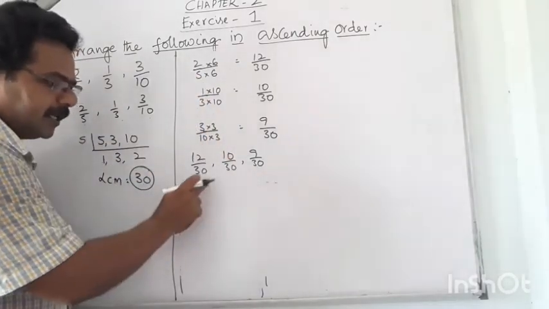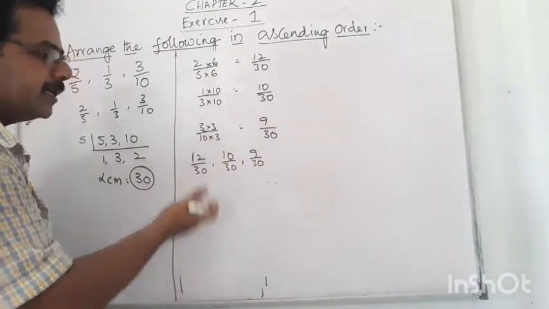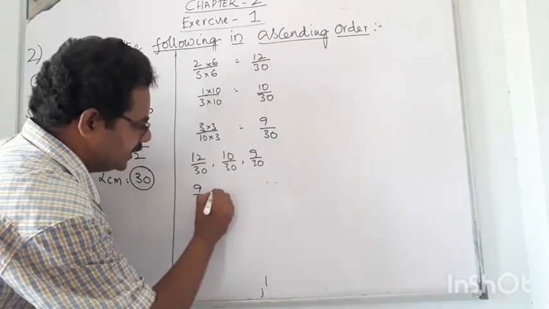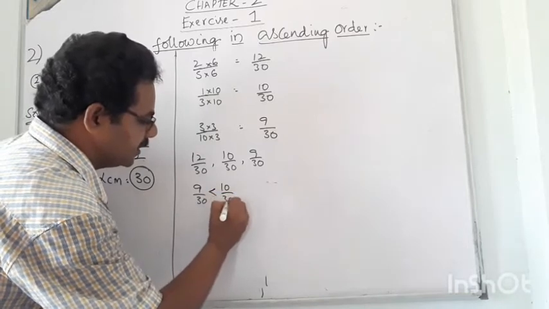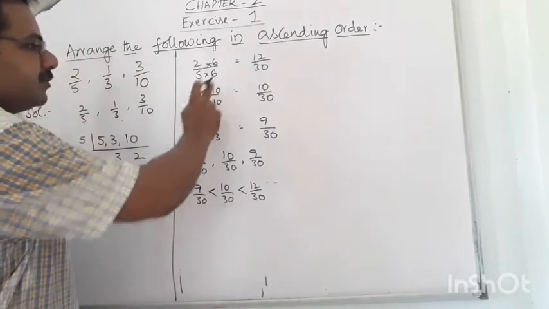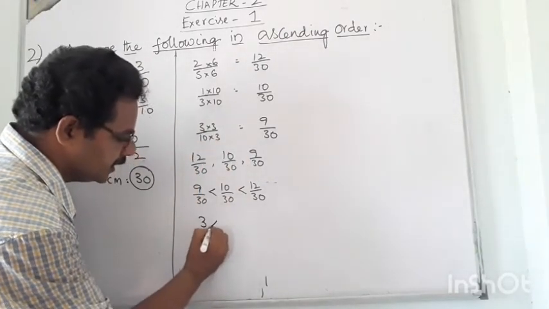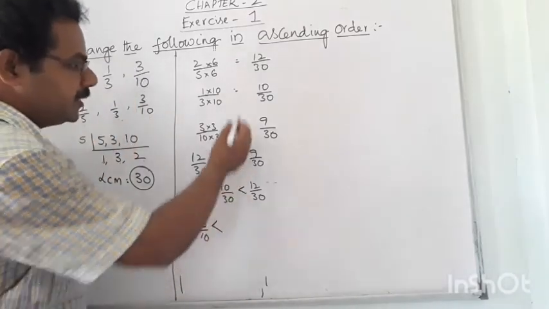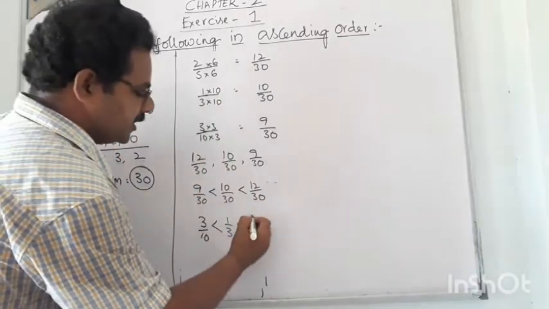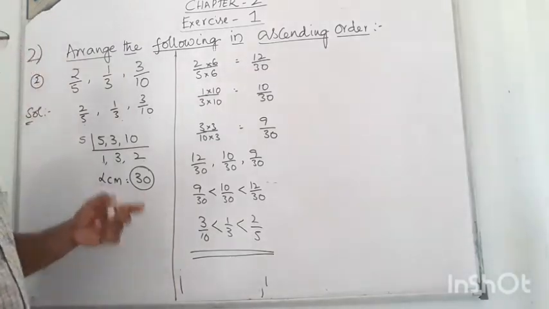So now you can compare easily because the denominators are the same. The lesser numerator is the smallest fraction. Means 9 by 30 is less than 10 by 30, which is less than 12 by 30. 9 by 30 means 3 by 10, 10 by 30 means 1 by 3, and the last one is 2 by 5. So 3 by 10 is less than 1 by 3, which is less than 2 by 5. This is the ascending order of the given fractions.